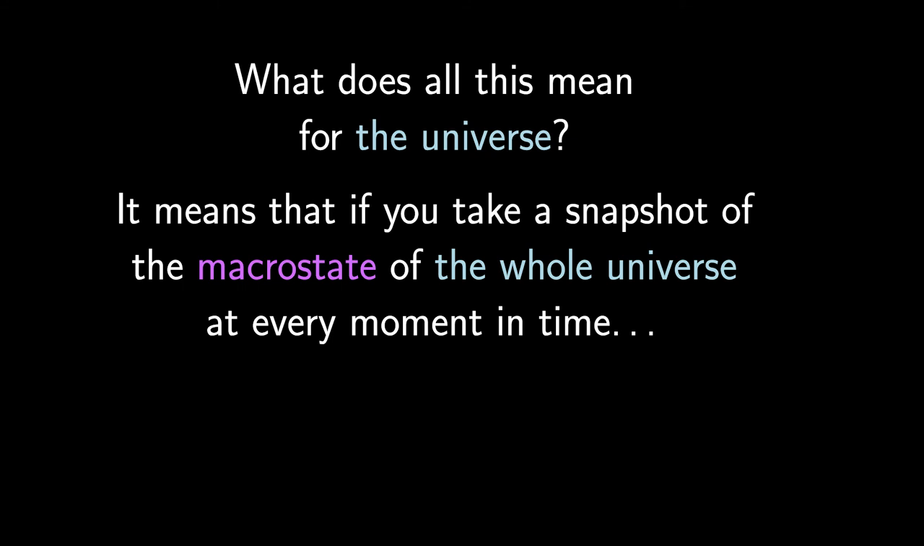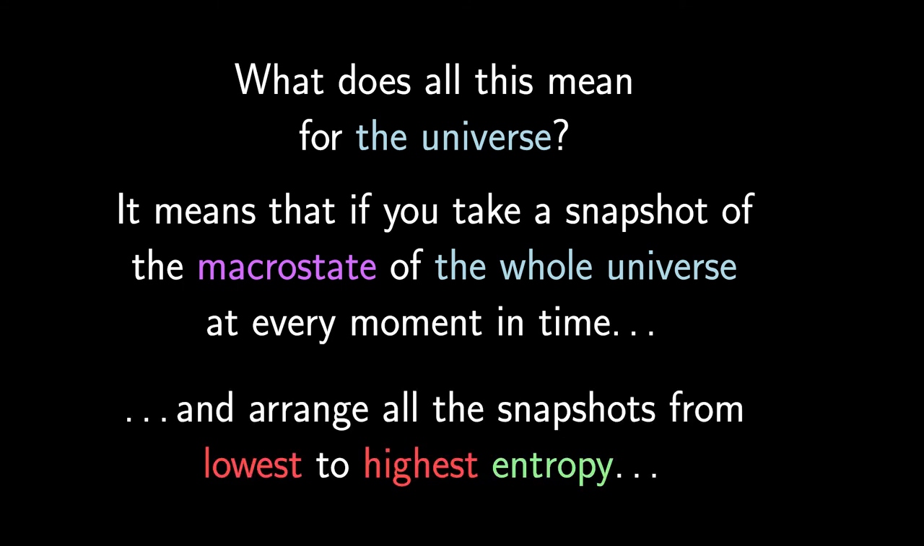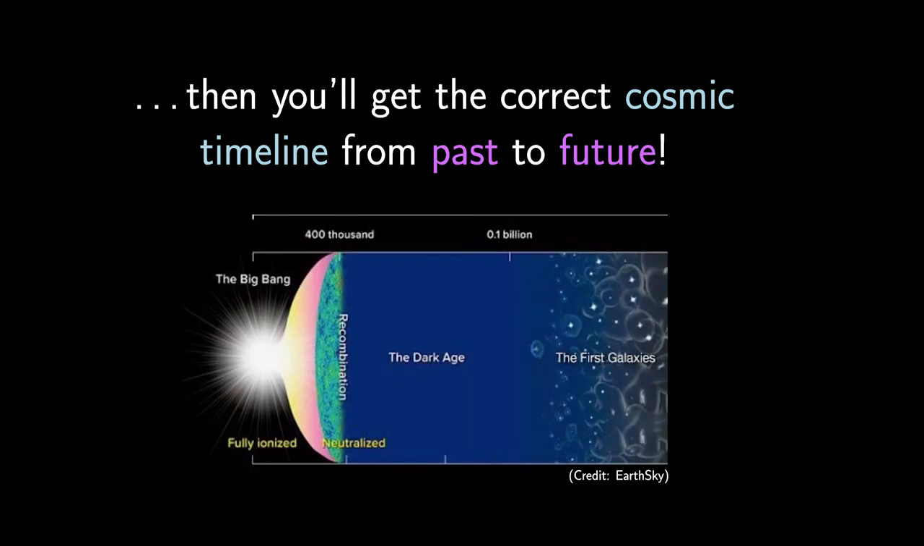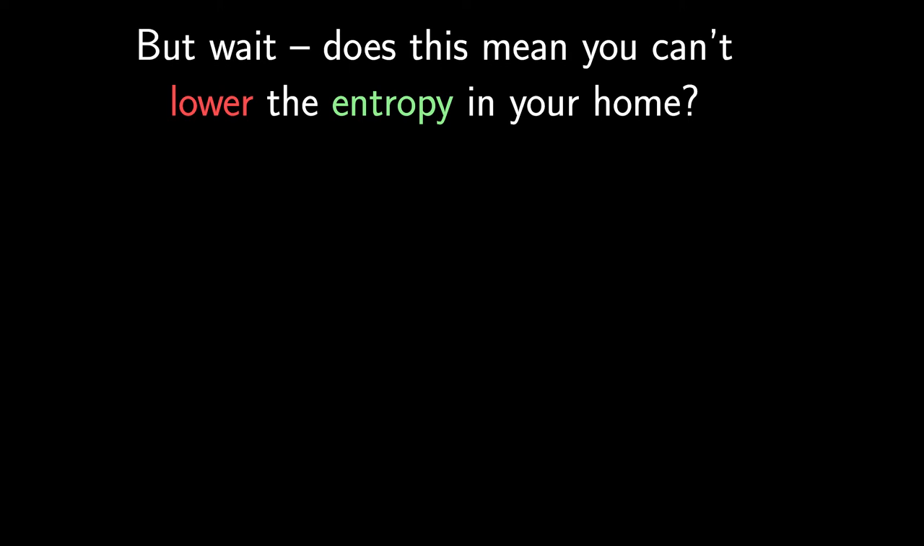Well, it means that if you take a snapshot of the macro state of the whole universe at every moment in time, and you take all the snapshots and drop them on the floor so they're all out of order, then if you put them back into an order arranged from lowest entropy to highest entropy, you'd get the correct cosmic timeline from past to future. So there's this sort of overall development of the universe.